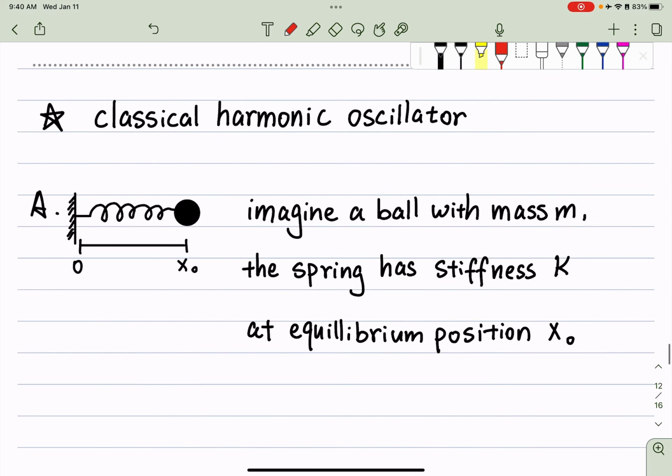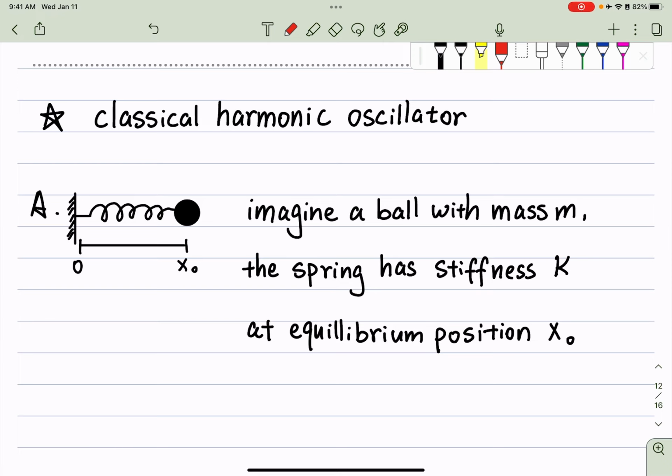So let's look at an example called the classical harmonic oscillator. As you can imagine here, we have a ball that has a mass of m. It is attached to a spring with stiffness K. We're ignoring gravity in this case. It's being placed at the equilibrium position x0, and it is perfectly happy there. It does not want to move unless something changes. Right, so that's the beginning point.